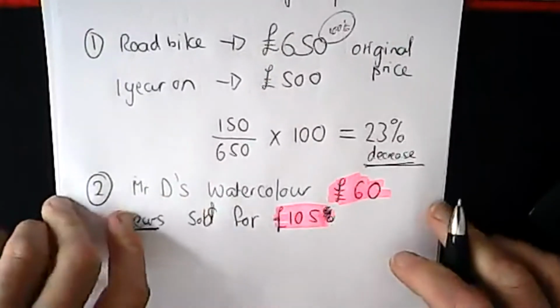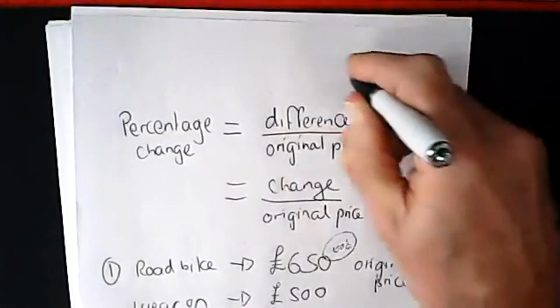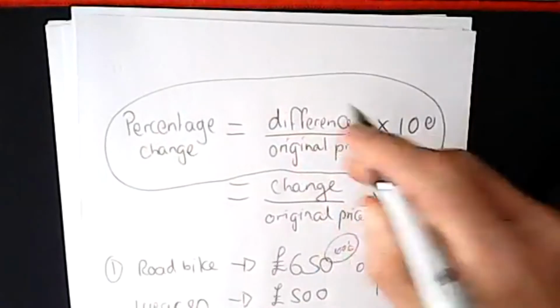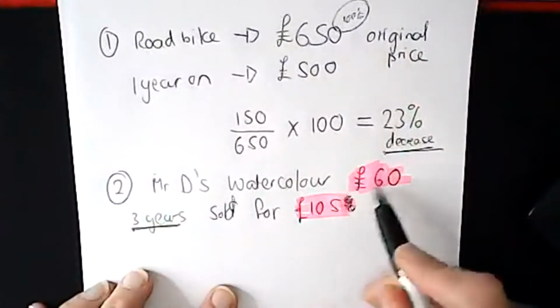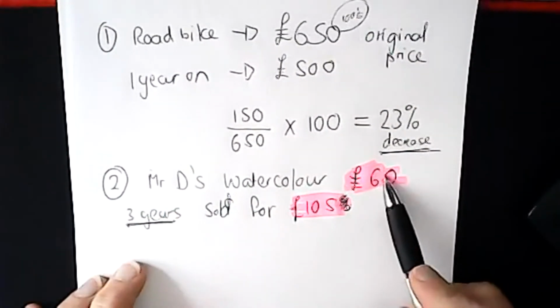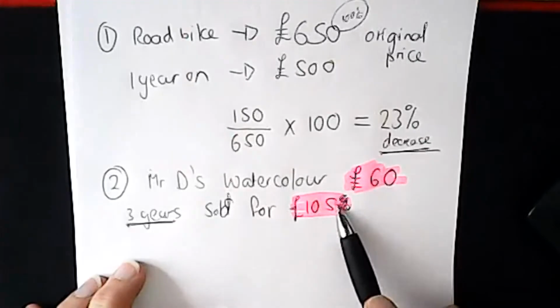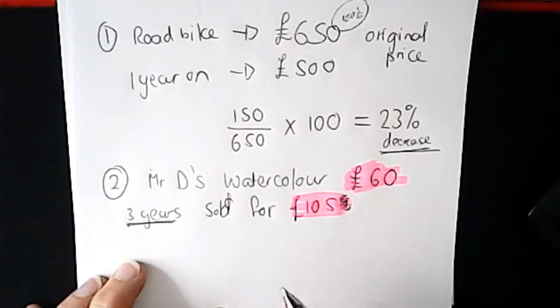So back to our formula: the difference over original. So work out the difference here. Counting on from 60 to 105 is 45. The difference is 45.